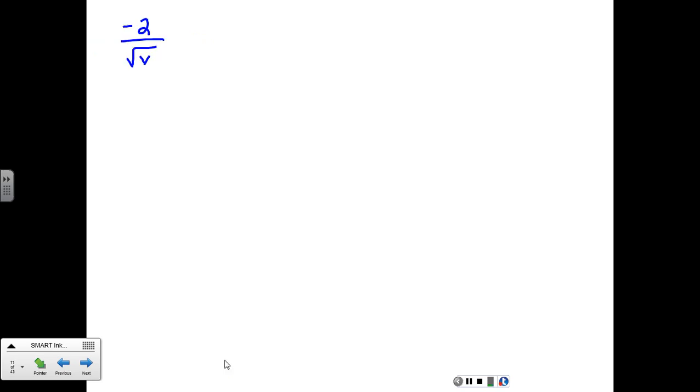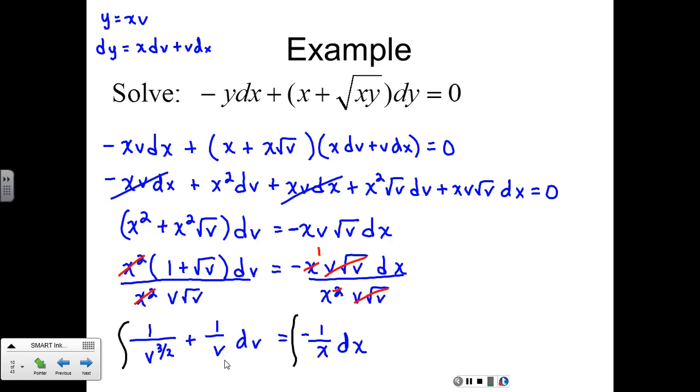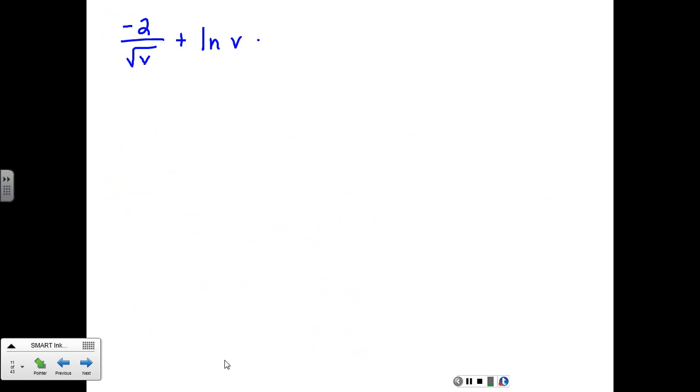Absolute value of v. I'm not going to fool with the absolute value. Okay, ln of v equals the antiderivative of negative 1 over x. Oh, not dx, but what? Plus c. Okay.